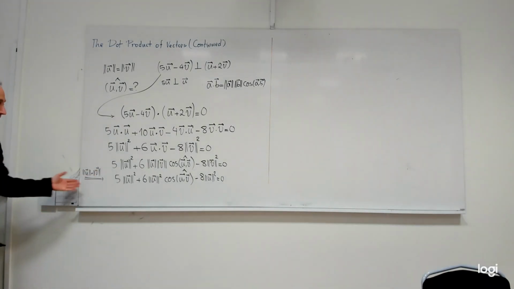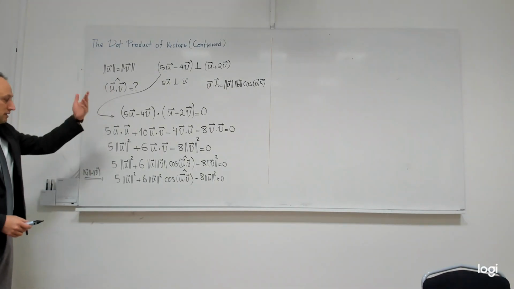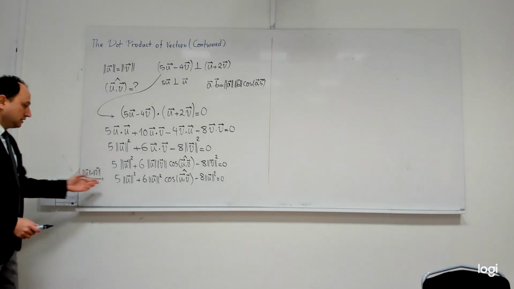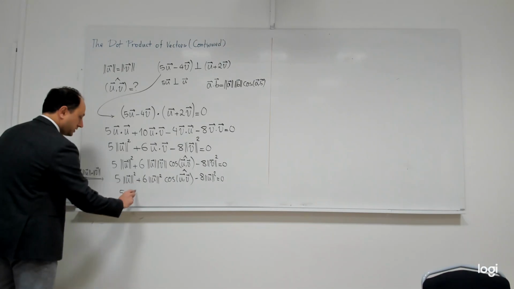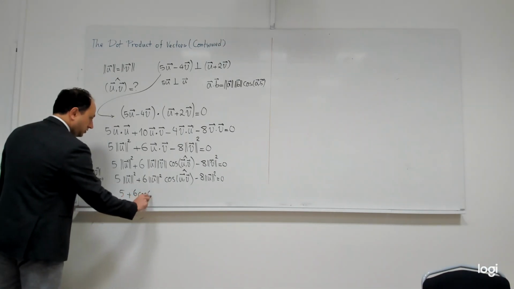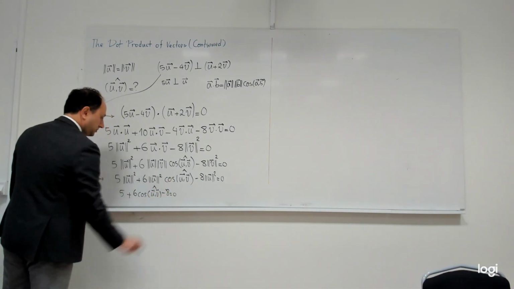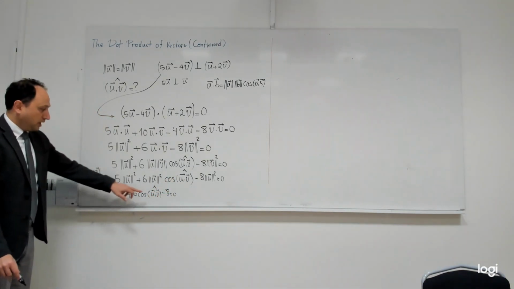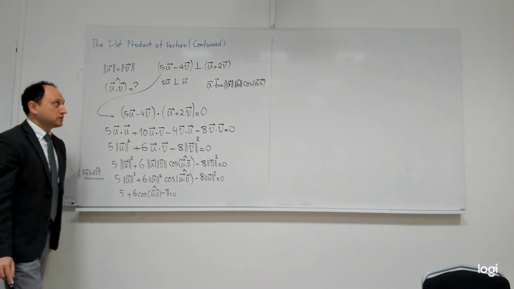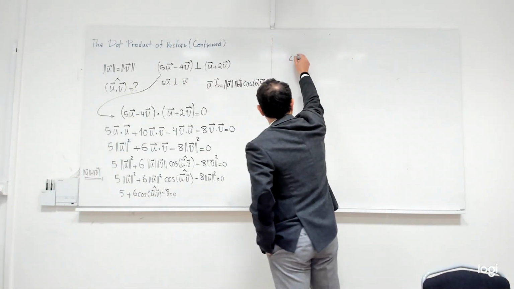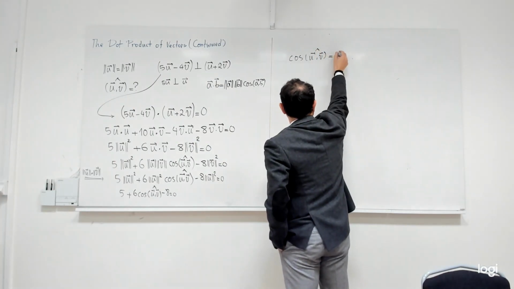Okay? And then I can divide everything by norm of u squared. Why? Because I told you that assuming that u is not the zero vector, this is non-zero, so I can divide everything by this. So it becomes 5 plus 6 cosine of the angle between u and v, minus 8, equals 0. But 5 minus 8 is minus 3. I move it to the other side and then divide by 6. So what happens? Cosine of the angle between u and v is equal to 1/2.